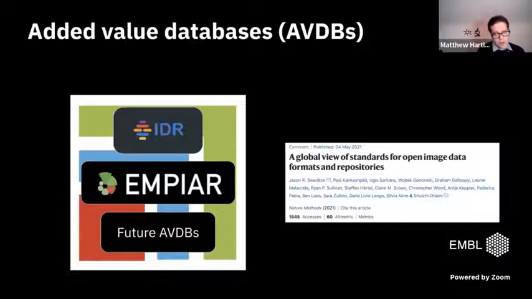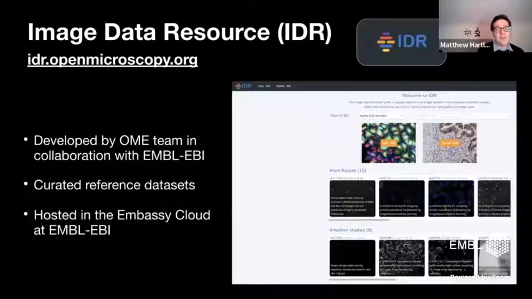I'll talk about two resources which are a little bit like added value databases. The reason I say a little is partly because of the history, which I'll get into in a minute. Those are the IDR and EMPIAR. The first of those, the Image Data Resource, is an added value database that was developed by the OME. OME stands for Open Microscopy Environment, a group that do a lot of work in image data management. They developed the IDR originally in collaboration with EMBL-EBI, and the IDR is hosted at EBI in the Embassy Cloud, but is run by the OME team.